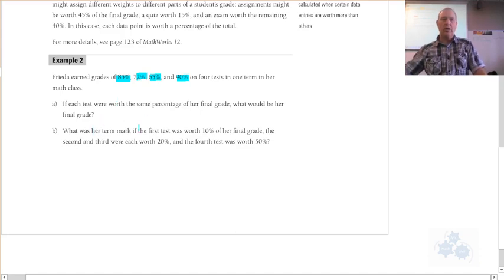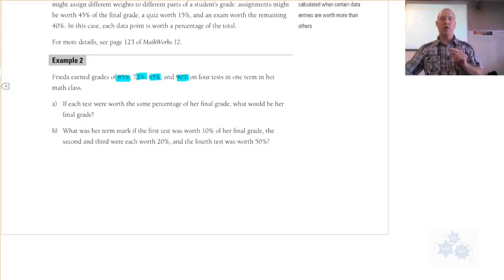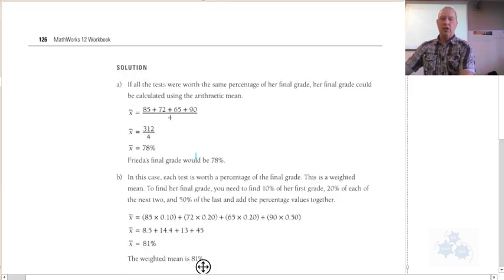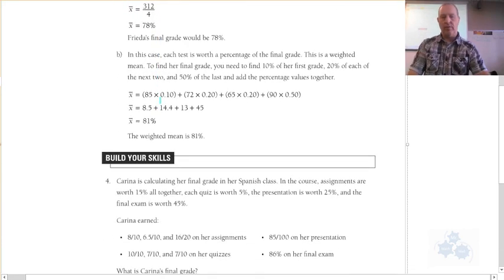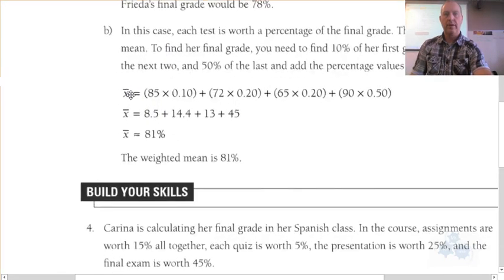So what was her term mark, though, if the first test was worth 10% of her final grade, the second and third were each worth 20, and the fourth was worth 50? Okay. So this is a very different setup. I'm going to skip to the solution to this, and then we'll do an example from scratch. So in A, you see it's just a regular mean. Now this is what I want to focus on for this part.